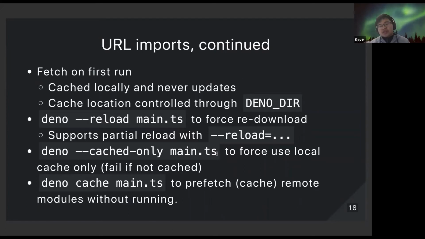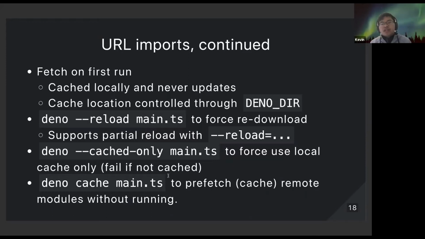There's also an interesting flag called --cached-only, which forces Deno to not pull down new dependencies when you're running your script. For example, when you're running your script in an environment with no network, but you already have all your dependencies cached and you're sure things are present in the DENO_DIR, you can use this cached-only flag to force using the local cache, and fail if not cached.